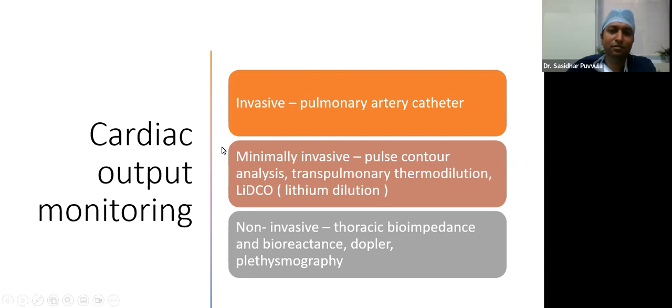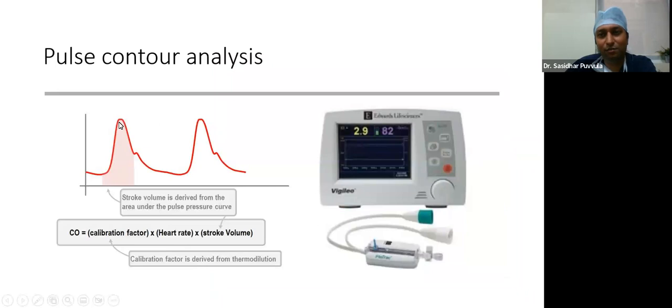Next one is the minimally invasive cardiac output monitoring. So this depends on two things. One, if you remember at the beginning of my class, when I was explaining the arterial waveform, I told you that the area under the arterial waveform gives the information about stroke volume. So what is cardiac output? It is nothing but stroke volume into heart rate. So if you know what is the volume that is pumped in one stroke, you can know what is the volume pumped in 70 beats or 100 beats. So if you know the stroke volume, you can know the cardiac output.